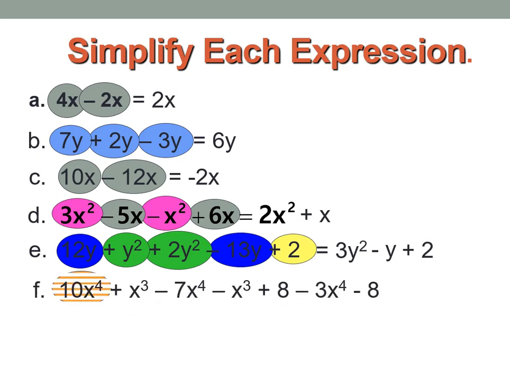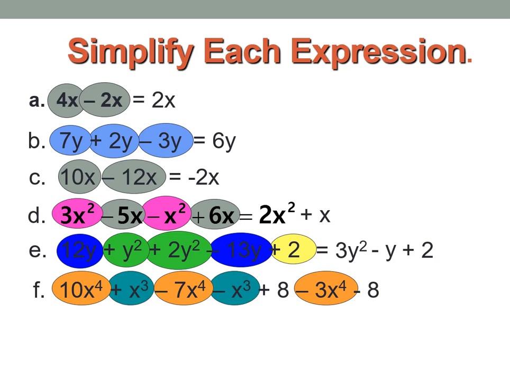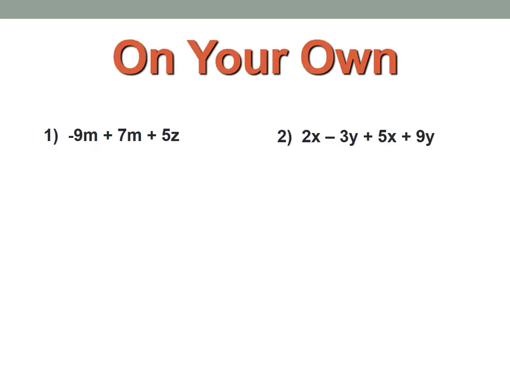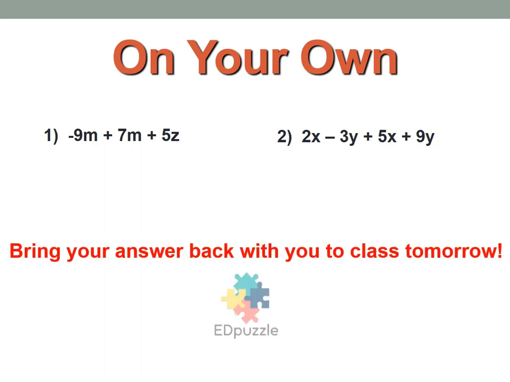Whew, there's a lot going on here, but check this out. I've got a 10 minus 7 minus 3. That's 0. On my x cubes, I got a plus x cubed minus x cubed. That's 0. And I got a plus 8 and a minus 8. That's 0. This whole thing equals 0. So that wasn't too hard. All right, on your own, I want you to do these 2, and you'll bring them back to class tomorrow. So do that in Edpuzzle.